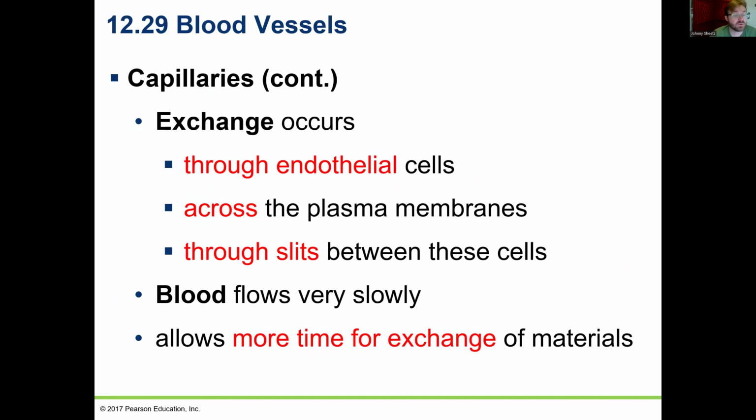Now, exchange occurs through endothelial cells across the plasma membranes and through slits between those cells. Blood flows very slowly, which is in turn going to allow more time for exchange of materials. This is in part why, like, if you get a paper cut, it seeps, it does not squirt along with your pulse or whatever. Blood flows pretty slowly through capillaries because they're going to be the site of the lowest pressure in the body as well, just based off of volume compared to arterial volume.